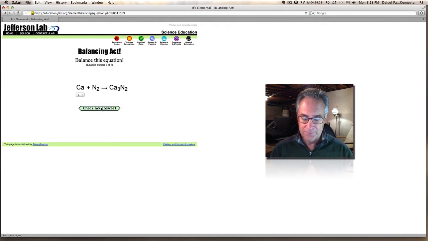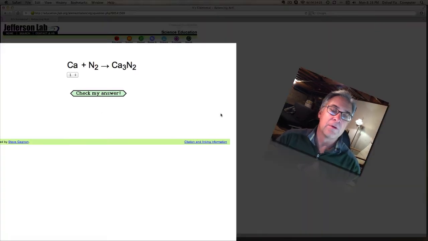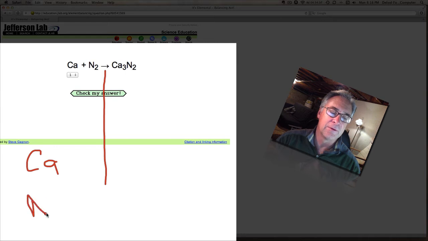Now in this one, again, I'm going to draw my line. We have calcium on this side. We have nitrogen on this side. So I'm going to put calcium down here. Then I'm going to put nitrogen down here. And let's make it a little longer. Calcium on this side and nitrogen.